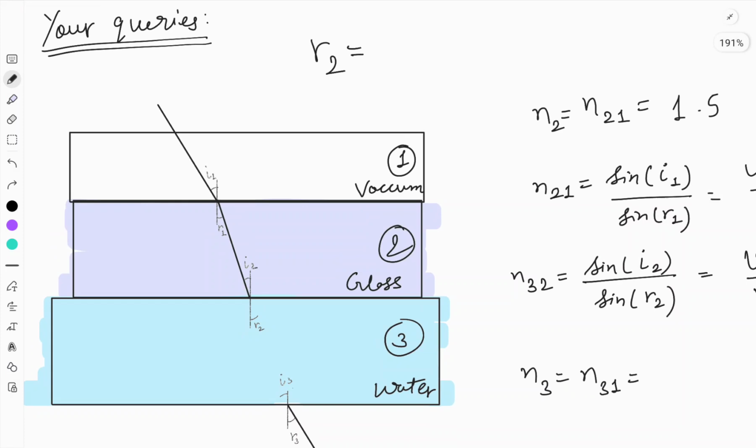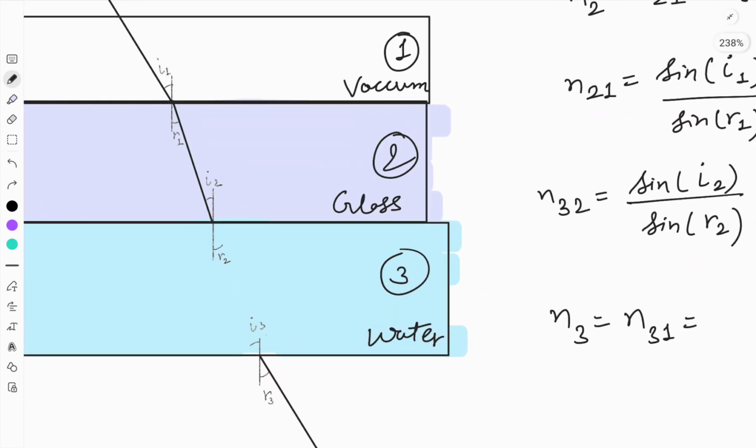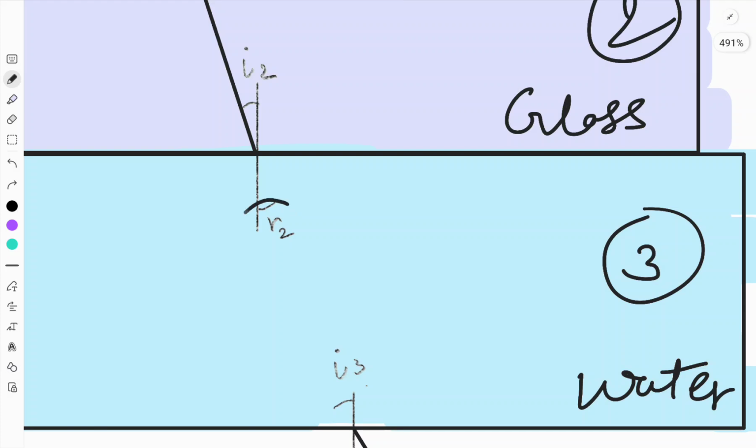And we want to know, if it goes from glass to water, will it go towards the normal or will it move away from the normal? And how do we measure that, you might be asking? We'll take the help of this R2 angle. If this R2 angle comes out to be greater than I2, then it has moved away from the normal. And if it comes out lesser than I2, then it has moved towards the normal.